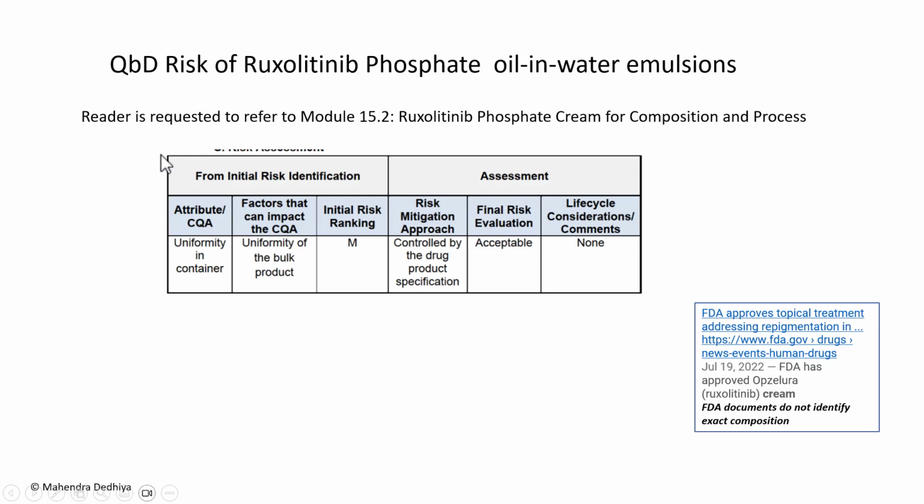Let's look at quality by design for ruxolitinib phosphate oil and water emulsion. Reader is requested to refer to module 15.2 for the composition and process. Critical quality attribute here is uniformity in container. And this is related to the uniformity of bulk product. In this case, drug is dissolved in aqueous phase and then emulsion is prepared. This was identified as a medium risk. Drug product specifications were provided and uniformity of the drug in container was acceptable, and the risk was lowered.